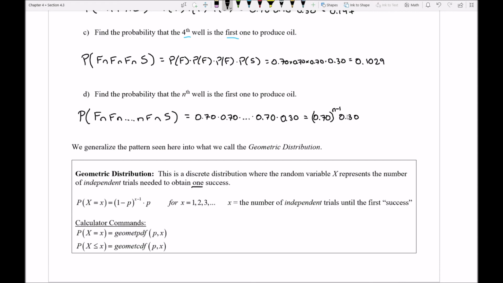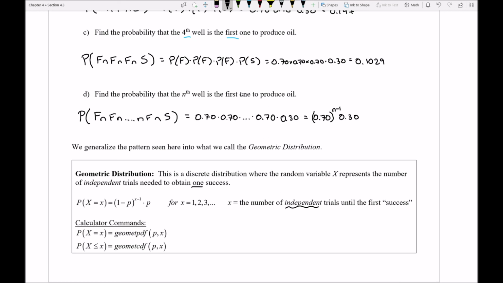And so I can see it even has this same basic general formula here. In place of p, I have my chance of success, which is hitting oil. Then I have 1 minus p for all of my failures. And I have a power with a minus 1 on it to indicate that I need to have 1 less failure than the total number of attempts. So one important key thing here is to note that these need to be independent trials. And if I don't have independent trials, I can't have something geometric.